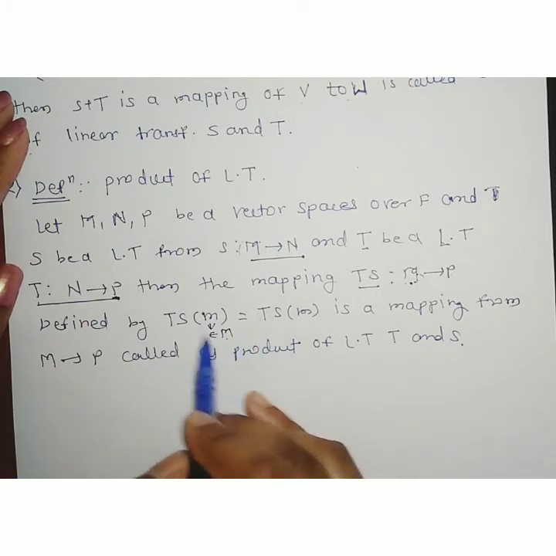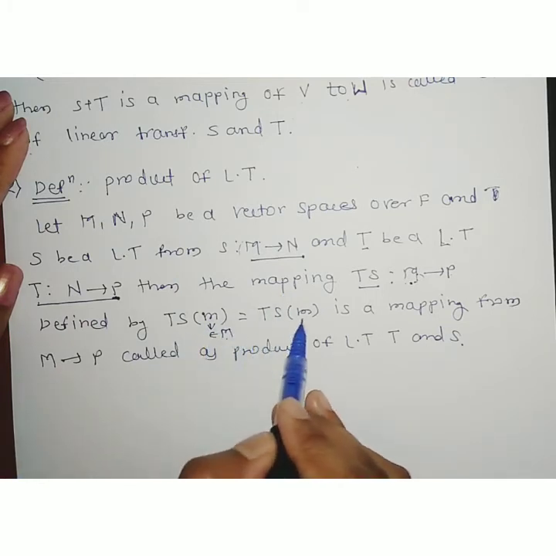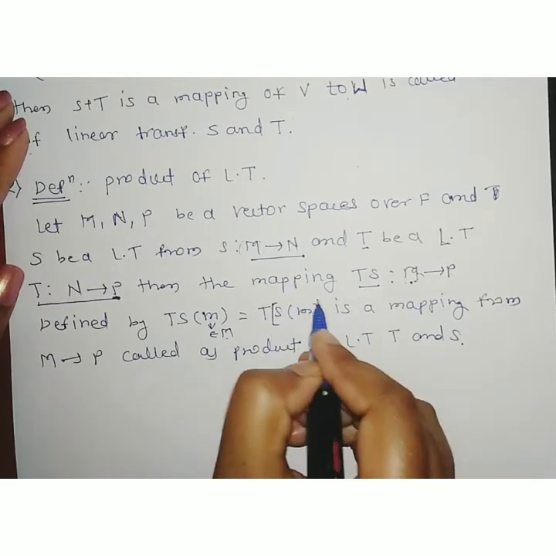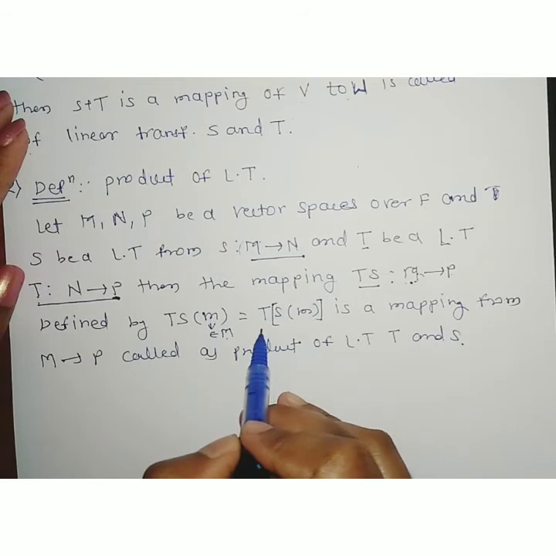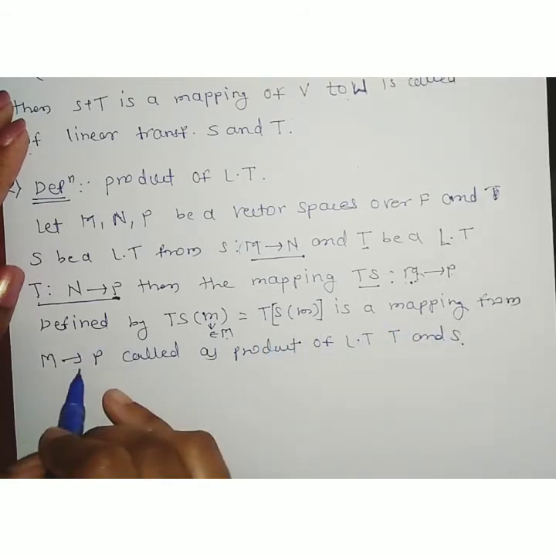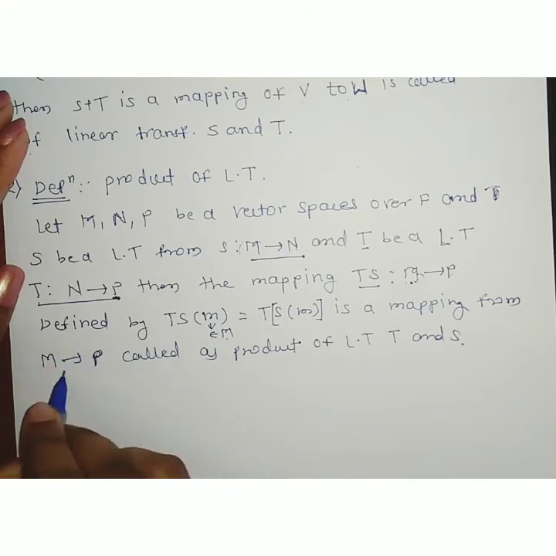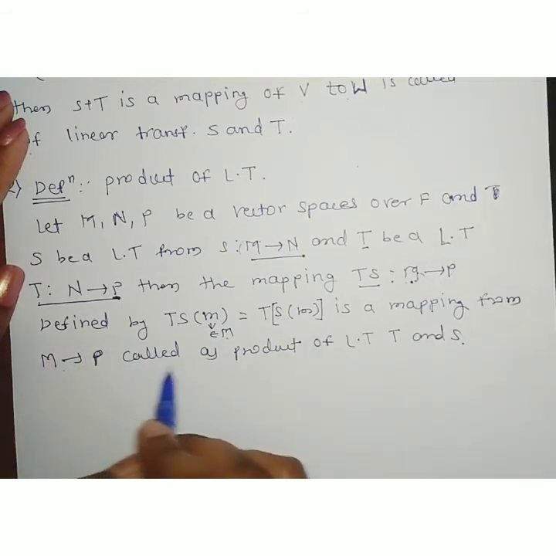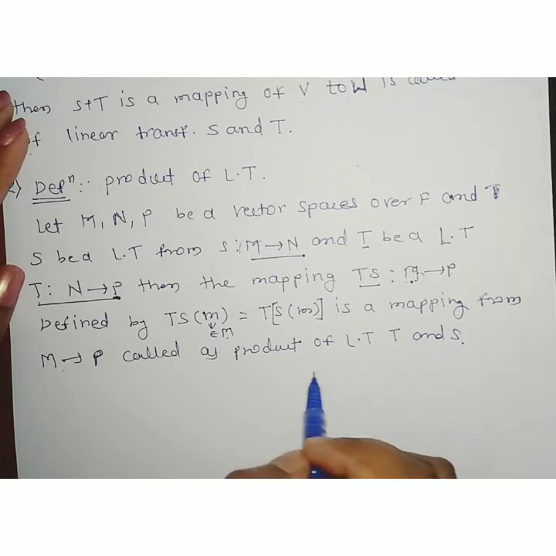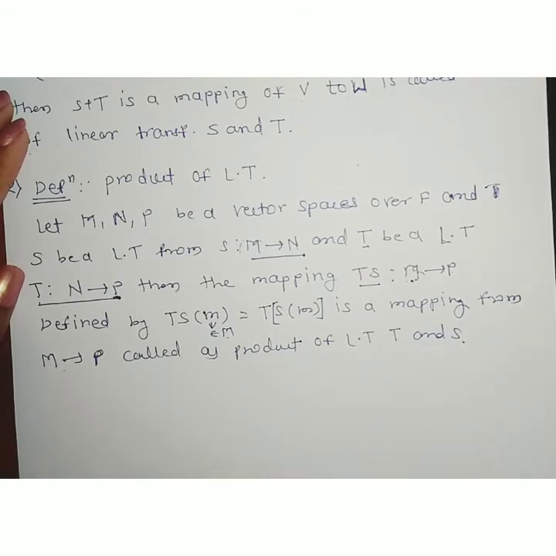Now TS operating on m is equal to T of S of m. This is a mapping from M to P, and we know that it is called the product of the linear transformations T and S. Therefore, this is nothing but the product of the linear transformations T and S.